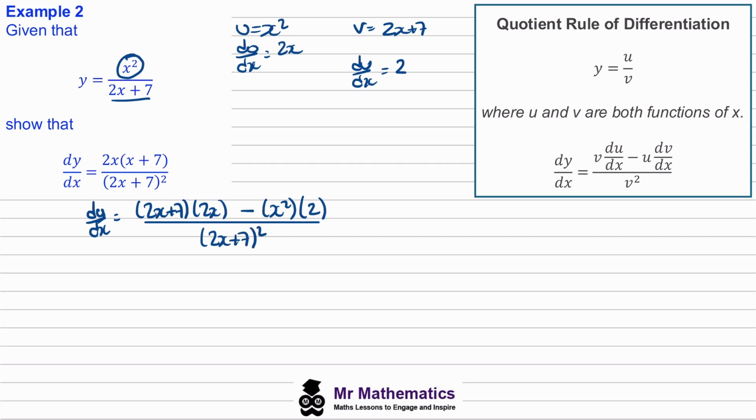We'll tidy up our numerator. We can factor out the 2, and we can factor out the x. So dy by dx will be 2x, we're left with this 2x plus 7, over the v squared term. Okay, this is what we were asked to show here. Let's try question 3.